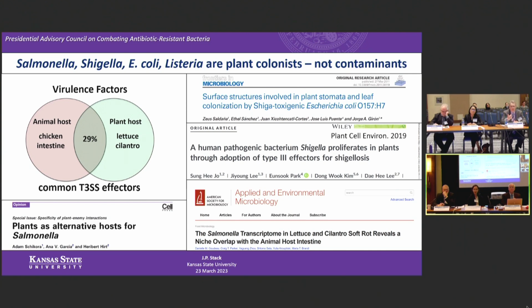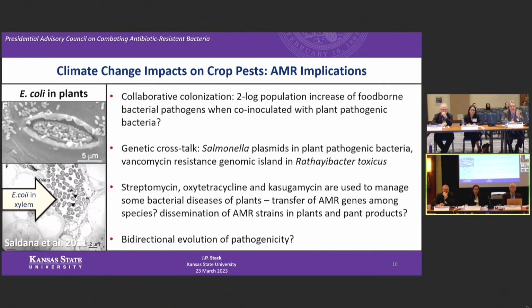A study, that lower one on the right, the Salmonella, looked at gene expression, and they determined that 30% of the genes that are upregulated in the intestine when Salmonella infects are the same 30% upregulated in Salmonella when they infect plant tissues. So this is a very serious issue for us to take into account. Next slide, please. That upper image on the left is E. coli colonizing a plant through a natural opening, a stomate.